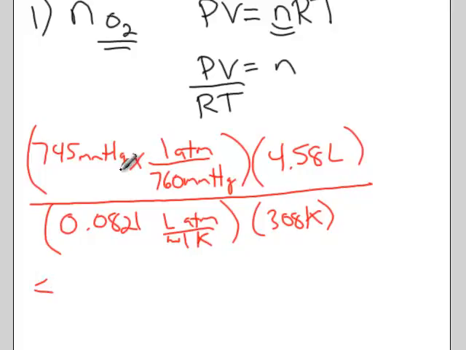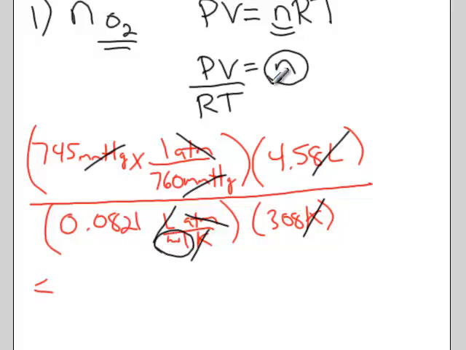Double check our units. Millimeters of mercury cancel, liters cancels liters, atmosphere cancels, Kelvin cancels Kelvin, and we're left with inverse moles in the denominator, which is the same thing as moles in the numerator. So this number of moles is 0.1775 moles of oxygen gas.